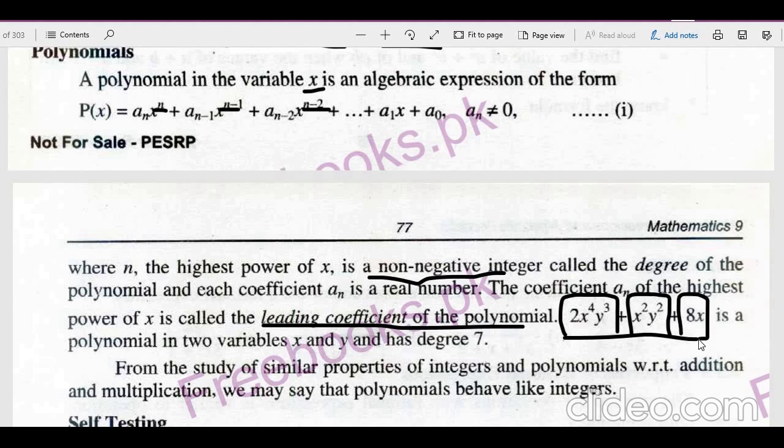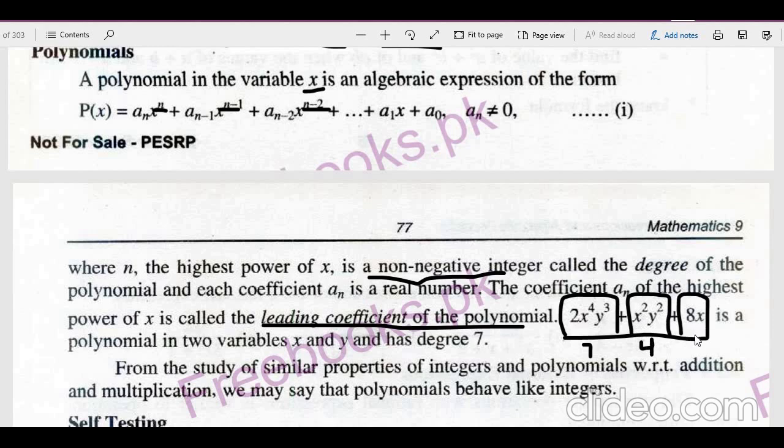Now let's count the degree of each term. What is the degree of this term? Just add the exponents of the variables. Here the variables are x and y. The exponent of variable x is 4, and the exponent of variable y is 3. 4 plus 3 is 7, so the degree of this term is 7. Now check the degree of the next term: 2 plus 2, 4.